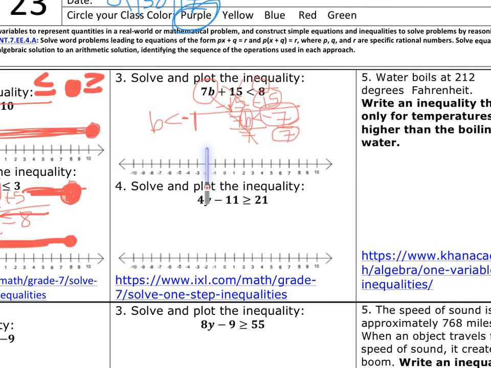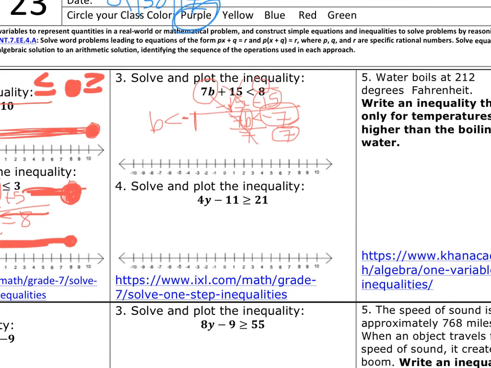So I'm going to add an open circle above negative 1 and shade to the left because these are all the possible solutions. Can negative 1 be a solution right here? Can you say negative 1 is less than negative 1? You can't, because that would say negative 1 is less than negative 1. That is not a true statement. Negative 1 is equal to negative 1, but it can never be less than negative 1.